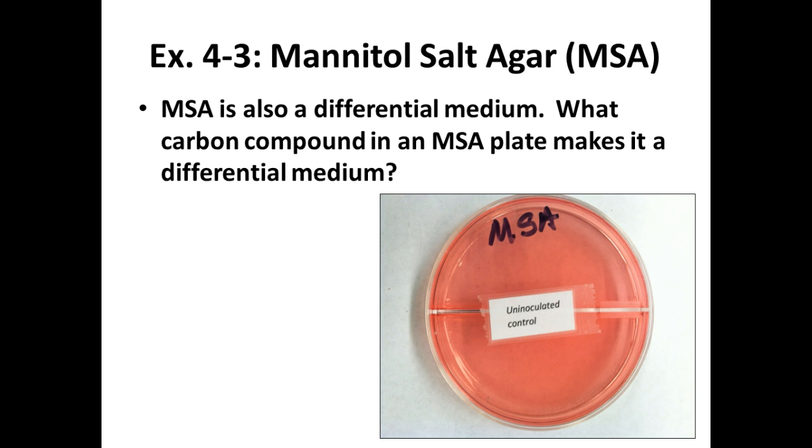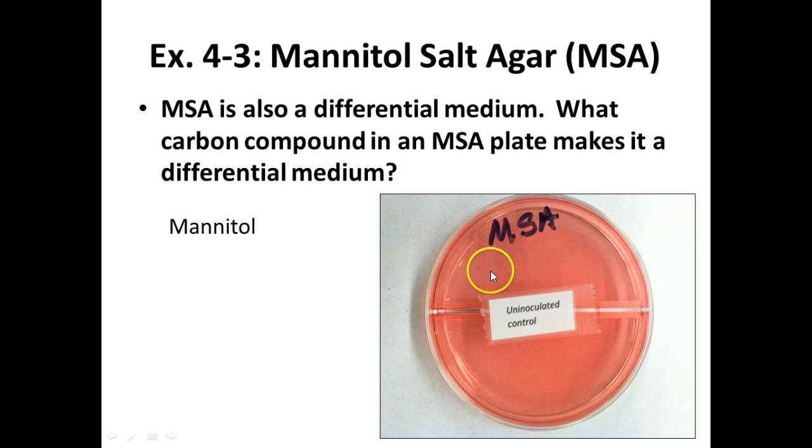Then once we have our growers, we can differentiate between ones that can do something to this plate. So what carbon compound is in the MSA, Mannitol Salt Agar? It's in its name: mannitol. That's what makes it differential. This is a sugar alcohol, a sugar in an alcohol form. That's why it ends in -ol. But it is a sugar.